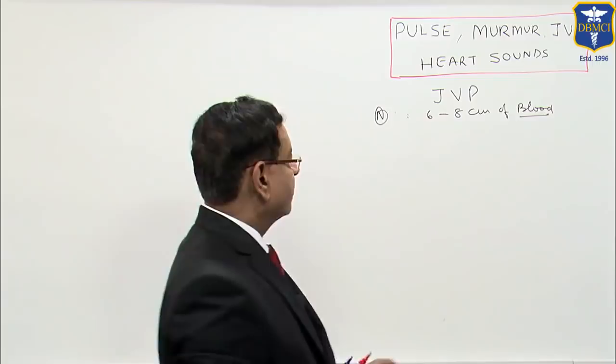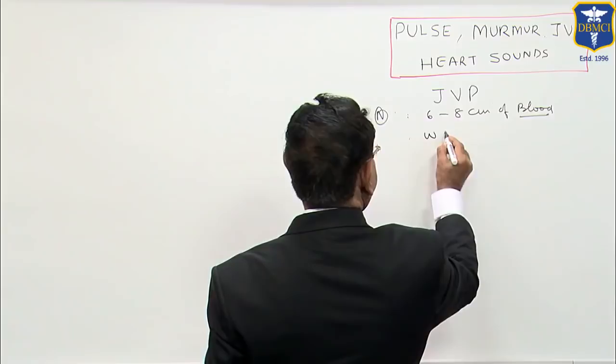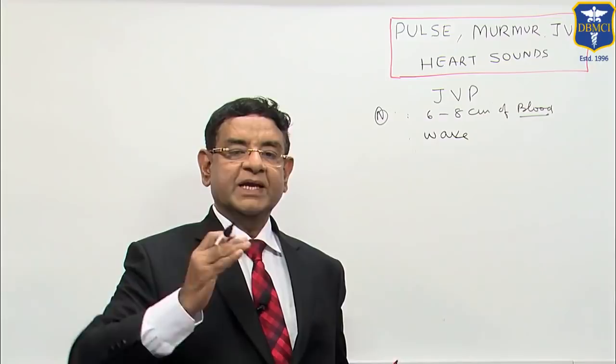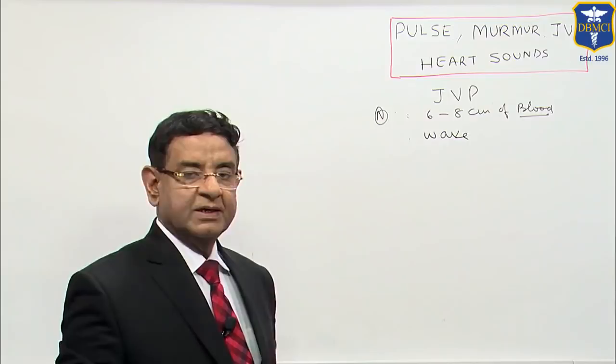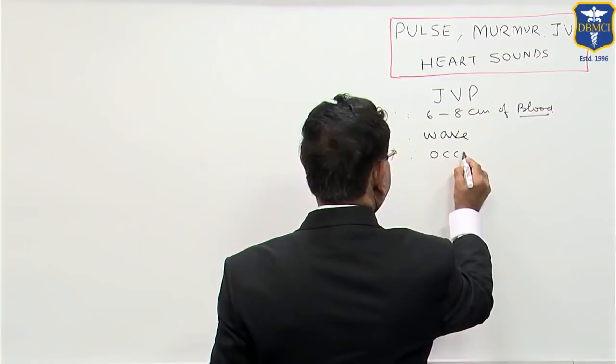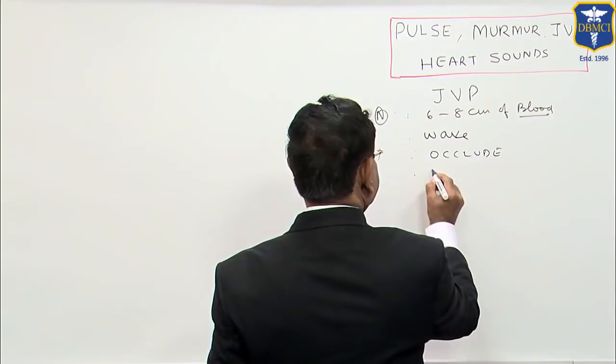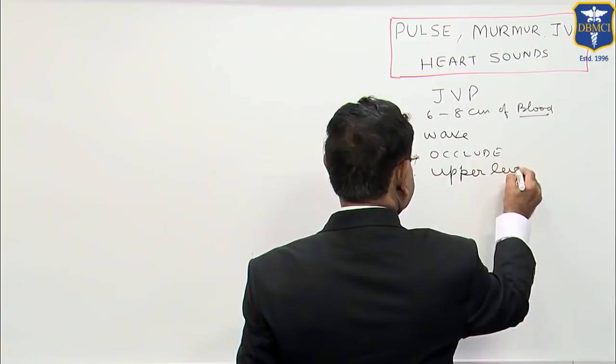Now, normal JVP is a waveform. It is a form of a wave. This is how we differentiate the jugular pulse from the carotid. Carotid comes like a jerk, and this is like a wave pattern. This we can occlude. Carotid we cannot occlude. In this we have a definite upper level, and that is what we measure as the height of JVP.